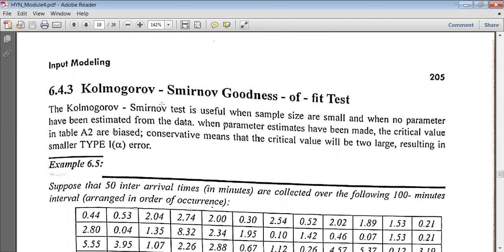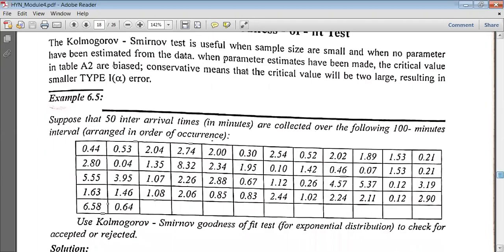So the KS test is basically used when the sample size is very small and when no parameters have to be estimated from the given data, right? Say, for example, let us take one example problem here. Suppose 50 inter-arrival times are collected over the following 100 minutes interval. So this is the given data. They are collecting 50 inter-arrival times in minutes, right? So 100 values are given here. Use KS goodness of fit test to check for acceptance or rejection.